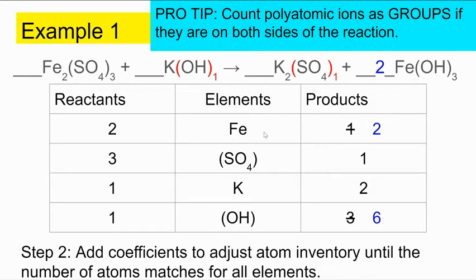Okay, Fe is balanced. Now let's look at sulfate. I have 3 groups of sulfate as reactants. I have a single group of sulfate as products. What coefficient can I put in right here that would fix that?